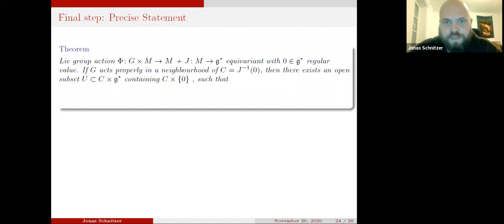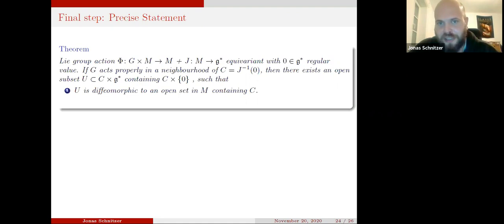If we have a Lie group action and an equivariant map with regular value zero, so the preimage is a submanifold, and if the Lie group acts properly in the neighborhood of the submanifold, then there exists an open neighborhood U of C times G star containing the zero section such that U is diffeomorphic to an open subset in M containing C. It's basically like a tubular neighborhood, but a bit better, and J is given by the projection to G star. And what I forgot is that the Lie group action splits into a Lie group action on C and the coadjoint action on G star. Okay, this was actually the case we treated, when M was C times G star.